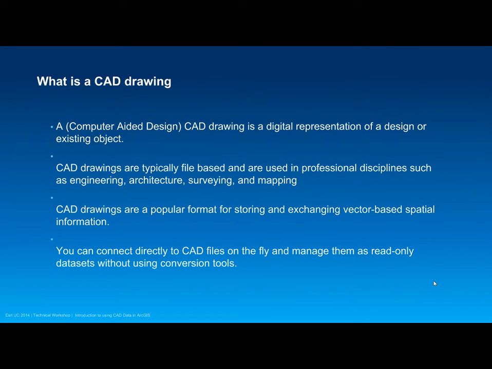So I mentioned most of this. Computer-aided design, CAD drawings are digital representations of a design or some kind of existing object. These types of files are vector-based, and they're used in professional disciplines like engineering, architecture, surveying, and mapping. They are a popular format for storing and exchanging vector-based spatial information. In ArcGIS, you can connect directly to CAD files and display them as read-only without using any kind of conversion tools. So we can overlay CAD data directly in ArcMap with our GIS data.